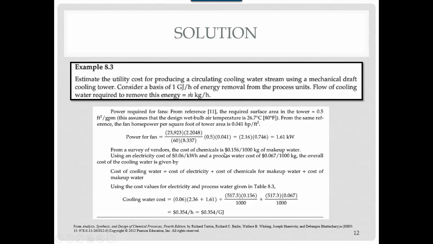Now, as I pump water, I always have to add chemicals in addition to just water. So we need the cost of materials for adding the makeup water. We're going to need the cost of electricity for running our fan and our pump, and the cost of the water. So we've got the chemicals to add to the water, and the water. And so we end up with the total cost, computing the electrical needs and the makeup water and chemicals for the makeup water, of 35 cents per gigajoule. All right, so that concludes this example.